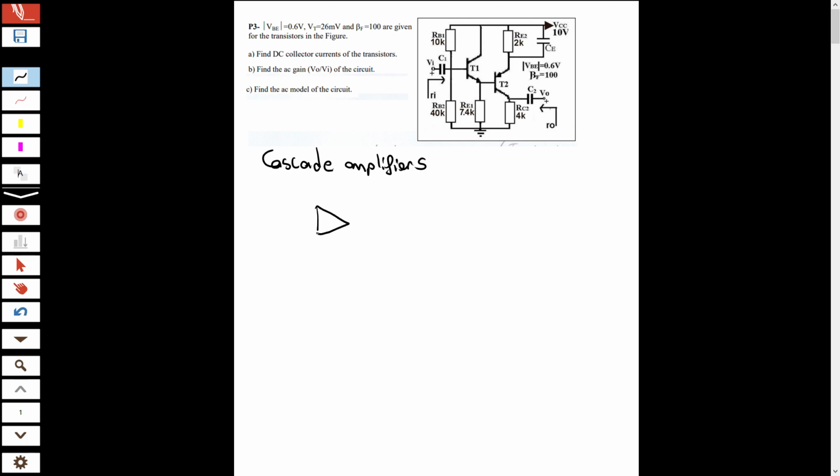There is an amplifier and this is V input. The gain is A and V output one will be A times VI. And if this is another amplifier's input, and the gain is B, then the output will be A times B times VI. That means we multiplied the gain. So in cascade amplifiers we multiply the gains.